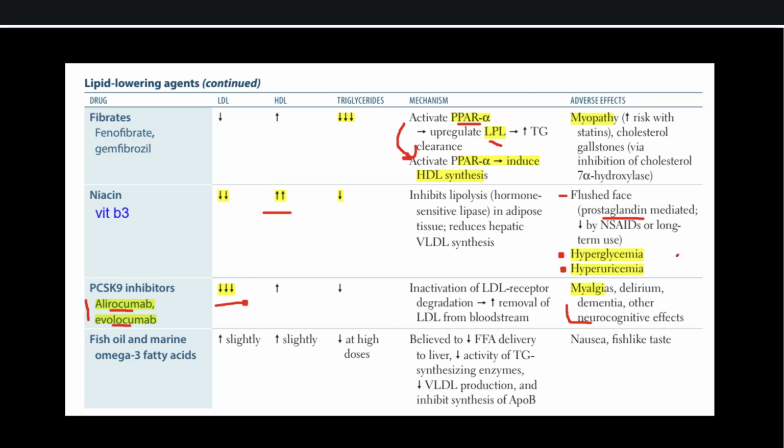PCSK9 inhibitors. Now you have a name to that. Alirocumab, evolocumab, right? Ocumab, right? That's the base word. So you're inhibiting the LDL receptor degradation, so you're increasing the LDL recycling, and it leads to LDL clearance and removal from the bloodstream. Okay, leads to maybe myalgia, some delirium, dementia. You see, these are the only ones that are leading to neuronal symptoms. So you can't give it to a neurodegenerative person. Does that make sense? Right.